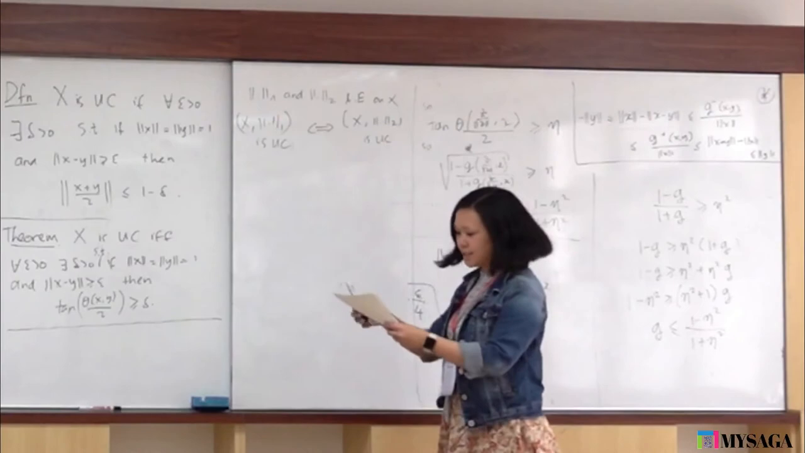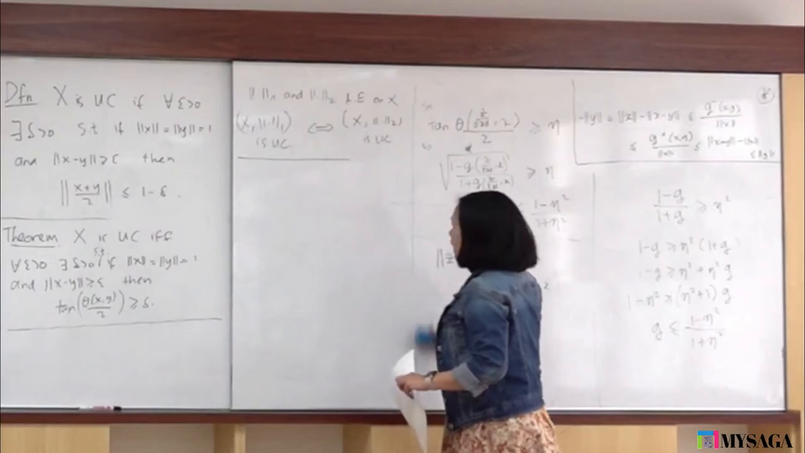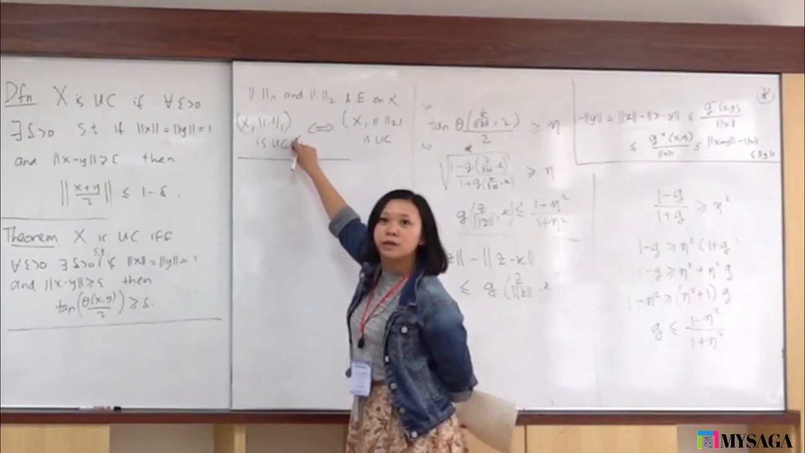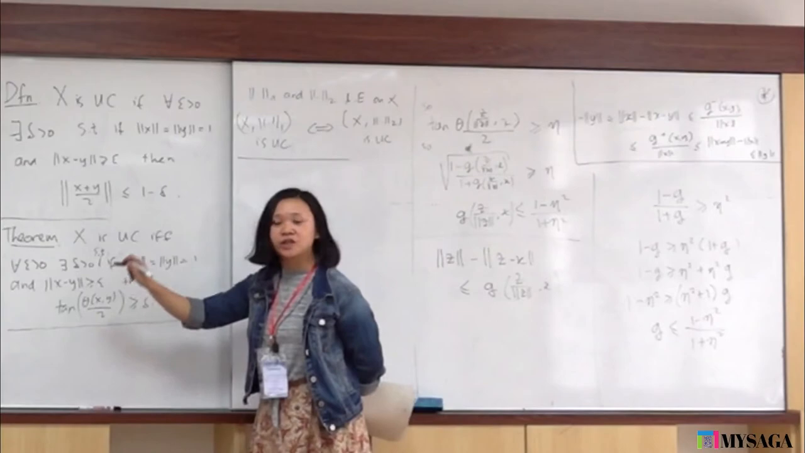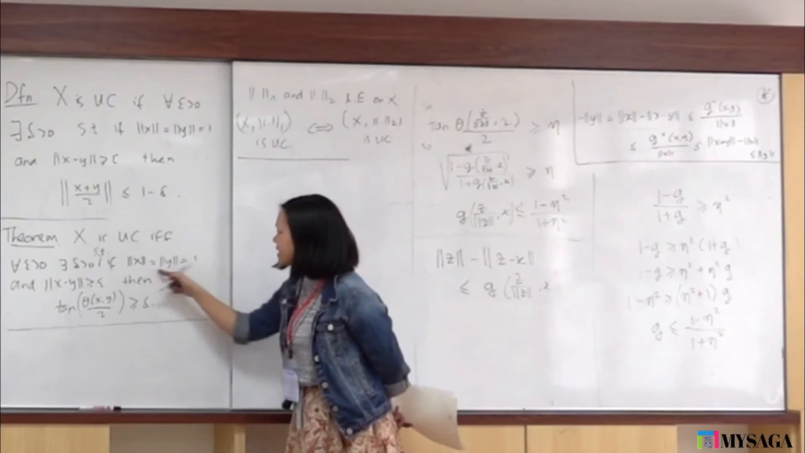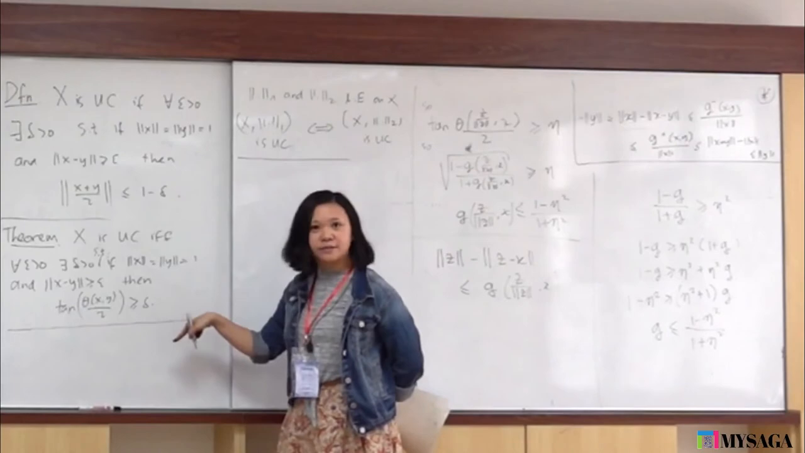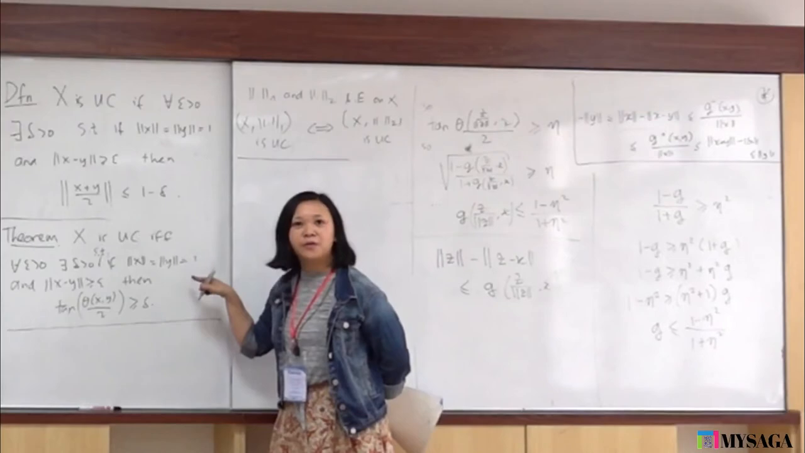So the problem here is, when you try to apply this theorem, you say, okay, I assume it is uniformly convex with the first norm. Then you apply this characterization. So what do you do? You say, okay, now I have for all epsilon, there is a delta such that if x and y, with respect to the first norm, are on the unit sphere, then you have the rest, right? The problem is, if x and y are on the unit sphere of the one norm, it is not necessarily that they are also on the unit sphere with respect to the second norm.